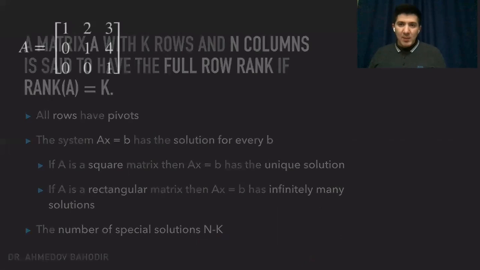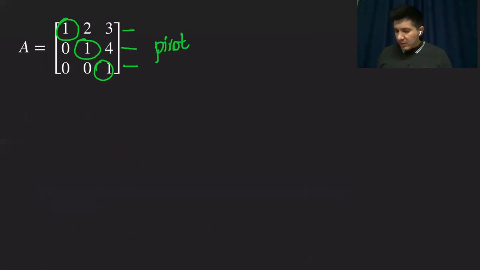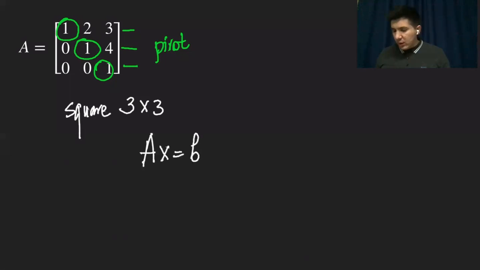Cool. So let's do an example again. Here is an example of a matrix with full row rank. We've seen this before already: all of the rows here, the first, second, and third row, have pivots. Since your matrix is a square matrix, with 3 rows and 3 columns, any system of equations AX is equal to B is always going to have a unique solution, and this unique solution is equal to A inverse times B.